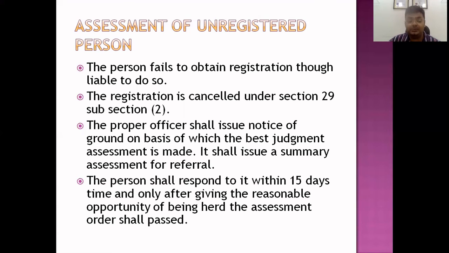In that case, the proper officer cannot know what the tax liability of the person is. So the proper officer, on a best judgment basis, will calculate the tax liability of the person and issue a summary assessment order. In that case, the person has to pay the taxes on it. The person also has the remedy of 15 days to give a proper reply to the notice or pay the taxes on it.